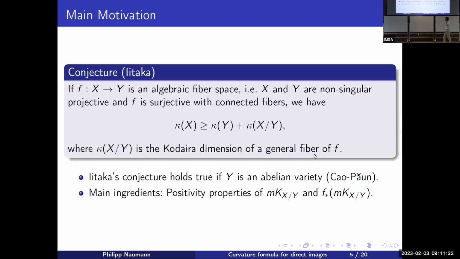if you study such a fibration from X to Y, then you look at m times the relative canonical bundle. And this also comes with some natural metric, the so-called m-th Bergman kernel metric. And it's known that this is semi-positive. And then the question is, what is the meaning of those directions with curvature zero? What are the flat directions?